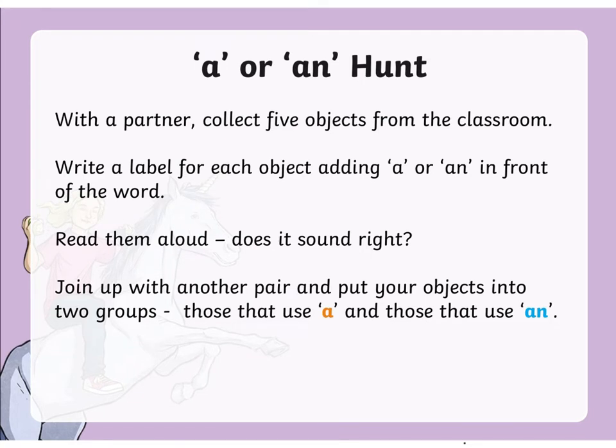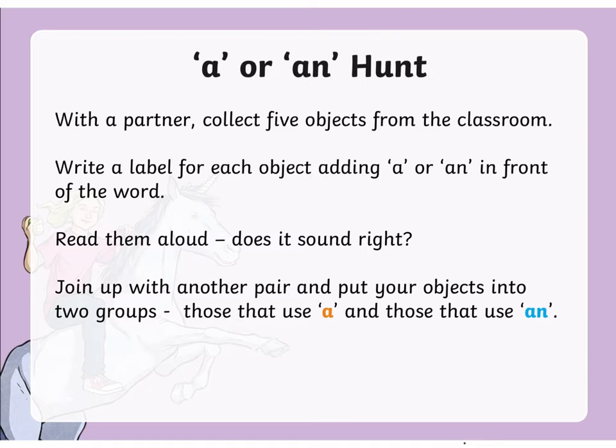Here is an activity for you all for A or an hunt. With a partner, collect 5 objects from the classroom. How many objects you have to collect? You have to collect 5 objects. But this is not your classroom now. So what you will do? You will ask your brother or sister to collect 5 objects. Write a label for each object adding a or an in front of the word.